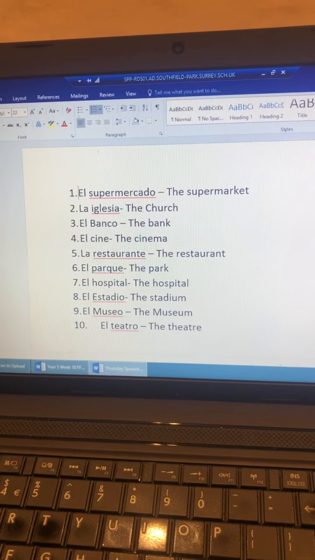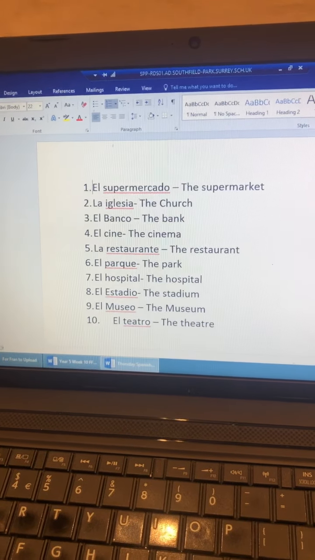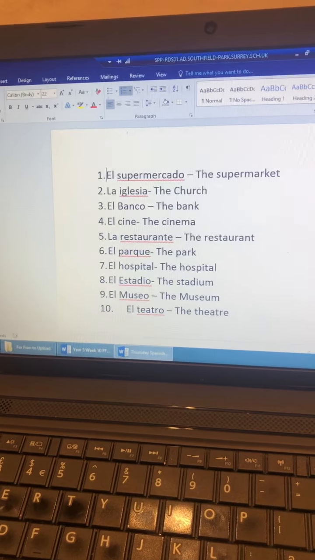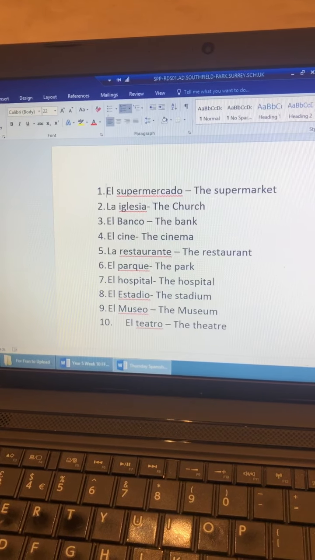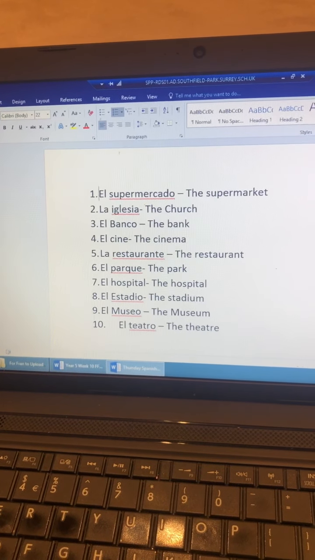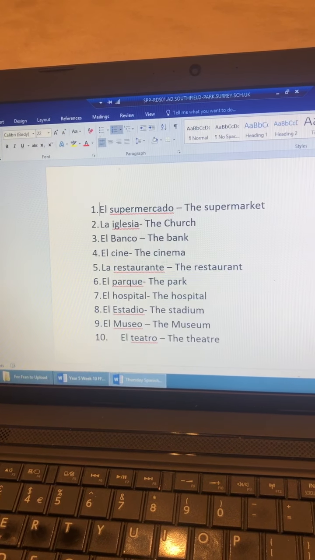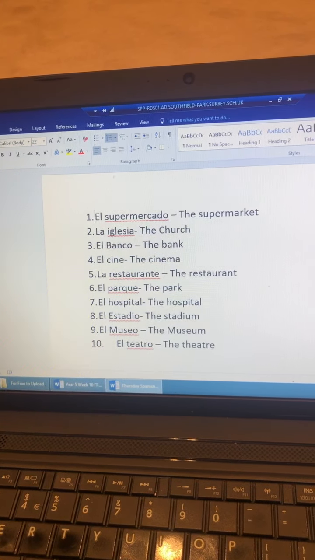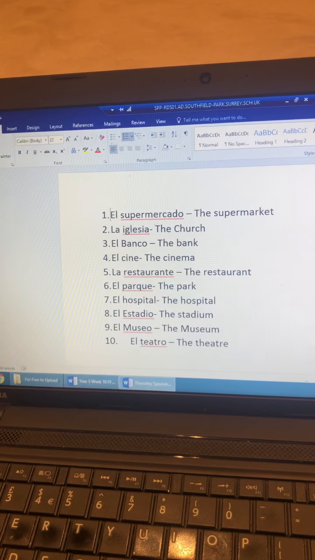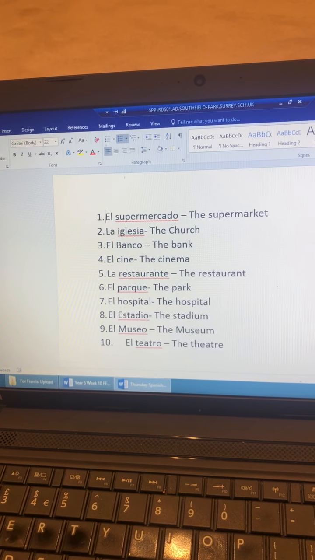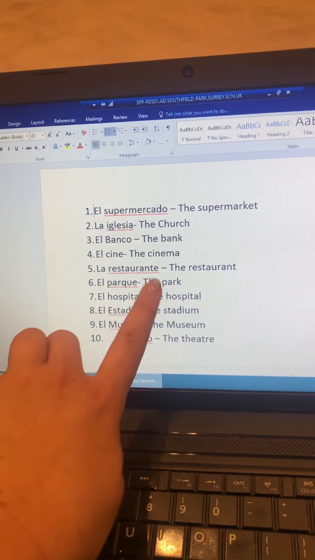The next one is el banco. And as a child, I always remember learning this and thinking, oh, I can imagine a really rich banker saying el banco. It's quite a firm word, so el banco. Pause it and have a go. The next one is el cine. El cine. And that's a cinema. Pause it and have a go. The next one is la restaurante. And that's the restaurant. La restaurante. Restaurante.